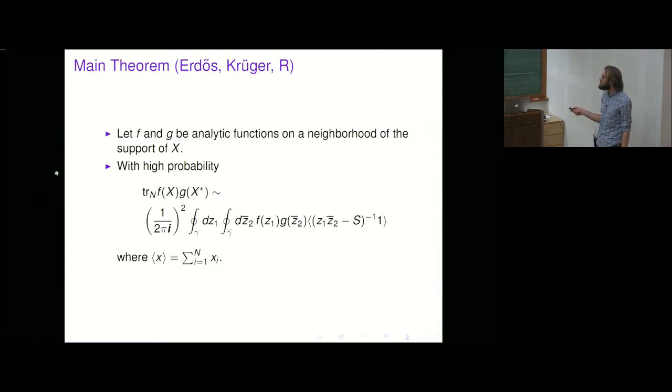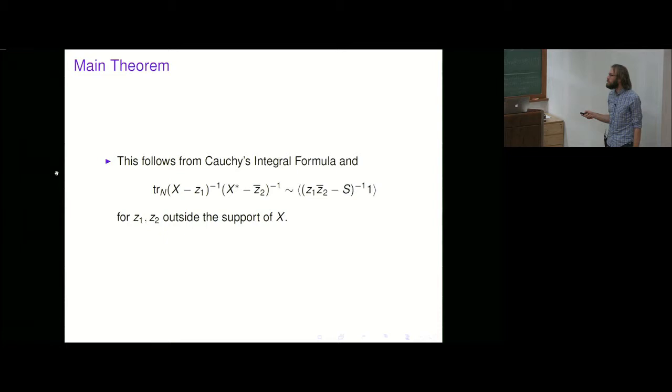So I take the inverse of this matrix and apply it to the vector of all ones. This gives me a new vector, and then I take the average of this vector. So this just gives me some function of z1 and z2. So my kernel is defined just by what the variance of my matrix is. You can probably imagine that this main result is going to follow from Cauchy's integral formula, and the main work is just going to be showing that the trace of the product of two resolvents is going to converge to its corresponding kernel for any z1 and z2 that are outside the support of X, a random matrix.